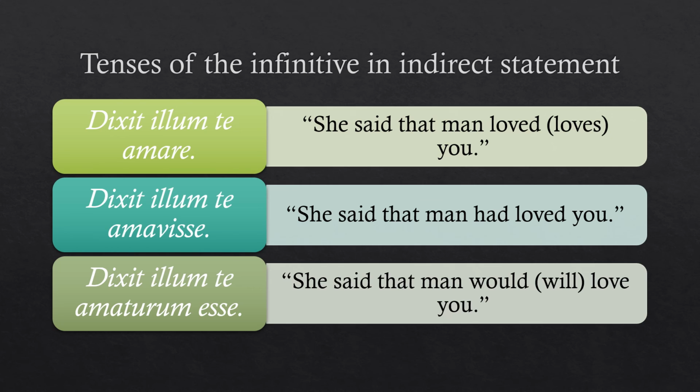Finally, let's take a look at the third exemplum. Here our infinitive is amaturum esse, which is future and thus expresses action that will happen after the main verb. So dixit illum te amaturum esse would translate in law-abiding standard English as, she said that man would love you. In colloquial English instead, you might translate this sentence as, she said that man will love you. In general, if you come across an indirect statement, just translate the tenses of the main verb and the infinitive as they are, and you will be just fine.